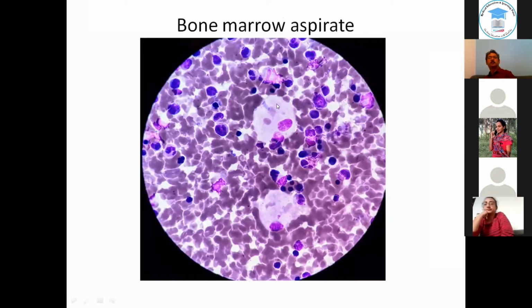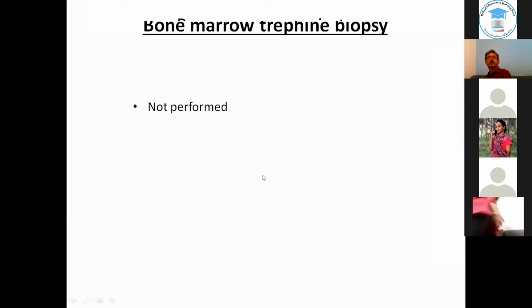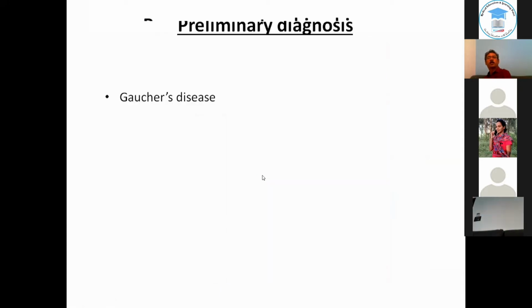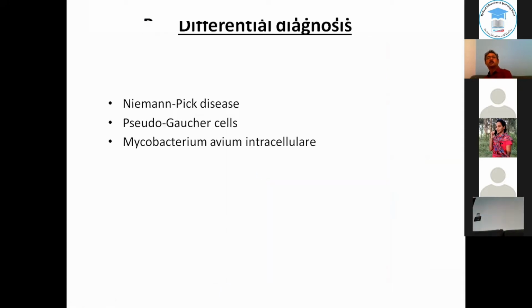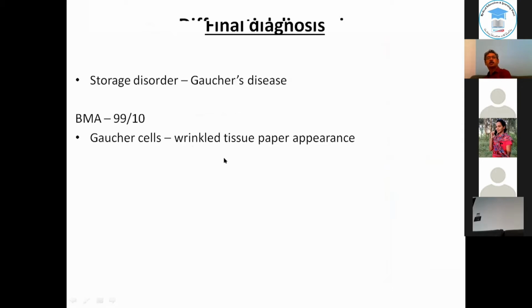I really can't appreciate the wrinkled paper, but okay, I'm willing to appreciate that this can't be anything else but a Gaucher cell. And here is what a Gaucher cell looks like in high power. This actually looks like a face again by chance. Trephine was not performed, and our diagnosis was Gaucher's disease. The differential is Niemann-Pick disease, which has bubbly cells rather than this wrinkled paper appearance, pseudo-Gaucher cells, and Mycobacterium avium intracellular. Biochemically, we proved that it was Gaucher's disease.